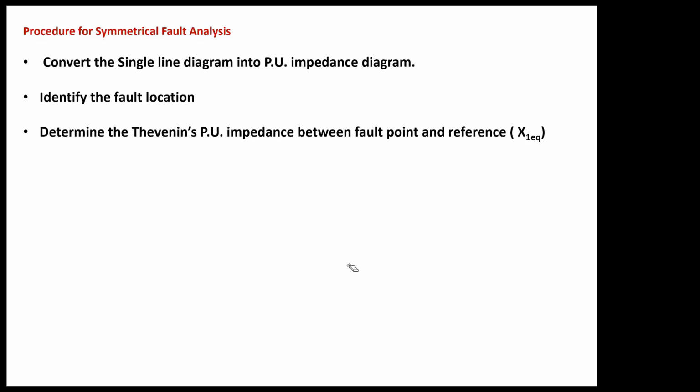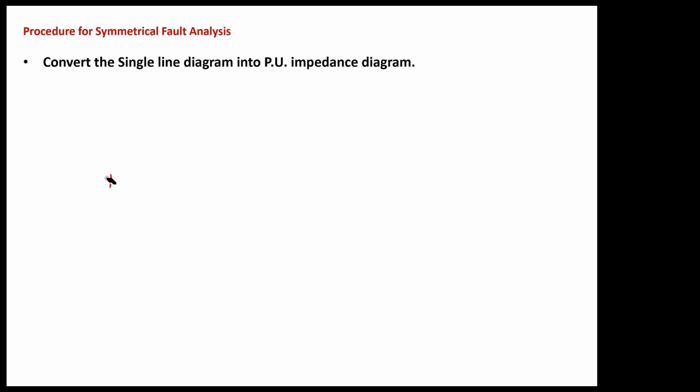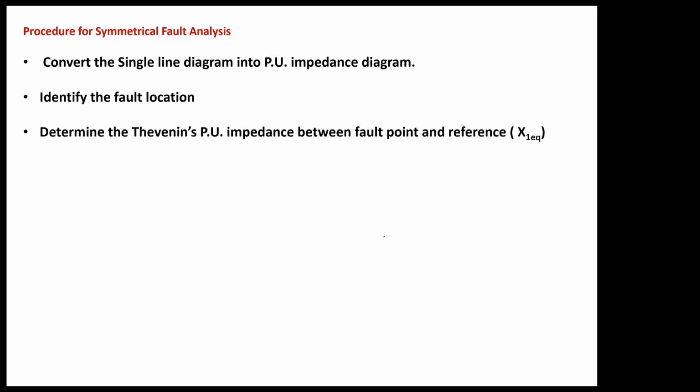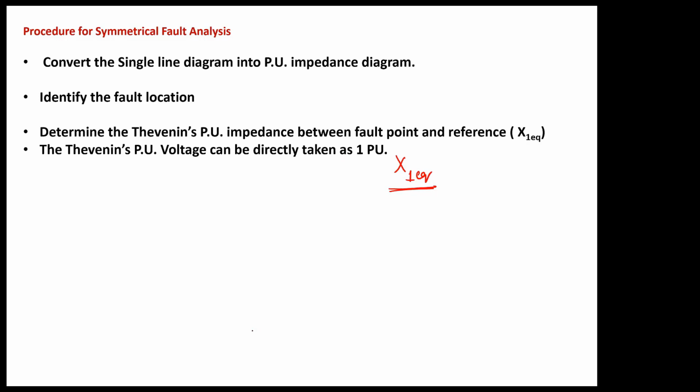Okay. The third step is to determine the Thevenin's impedance between the fault point and reference in the per unit impedance diagram. Let us call that Thevenin's impedance X1 equivalent. Why? Because it is the Thevenin's impedance between the fault point and reference in the per unit impedance diagram. Okay. The Thevenin's voltage can be directly taken as 1 per unit.